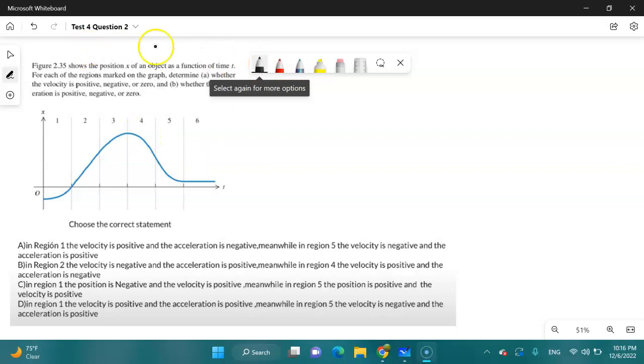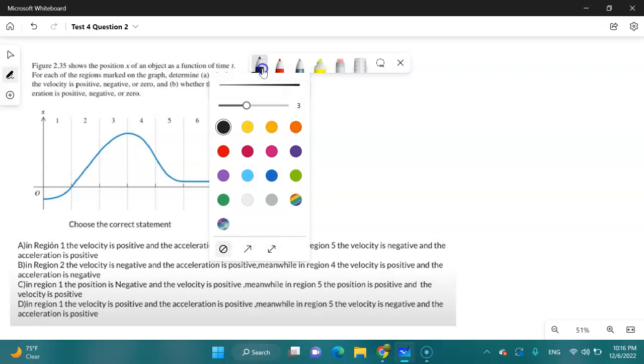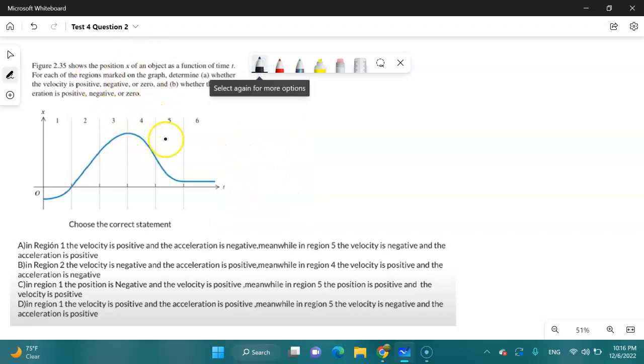In this problem, we're working with the position of an object as a function of time. For each of the regions marked on the graph, determine A, whether the velocity is positive, negative, or zero, and B, whether the acceleration is positive, negative, or zero.